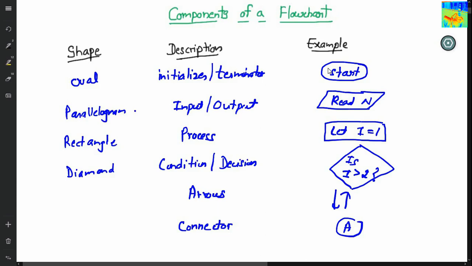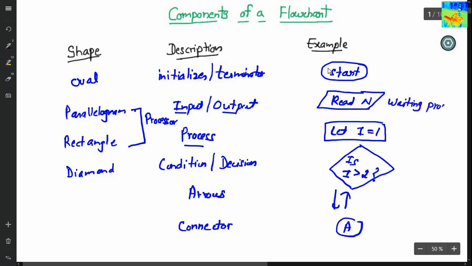So I have a question for you. The question is, processor is running in both these cases. Whether you are taking input or you are giving output or you are processing something, processor runs in both these cases. So why am I having different shapes? The answer is very simple. This is known as waiting process. And this is known as active process.